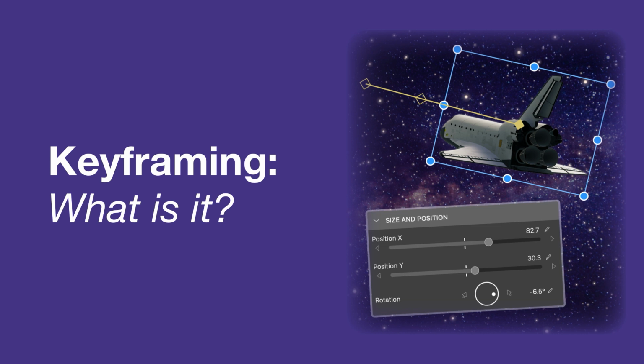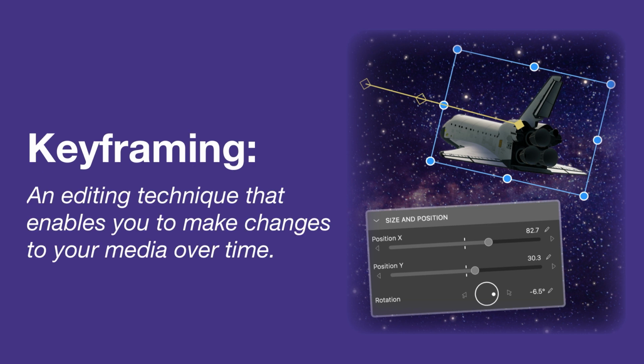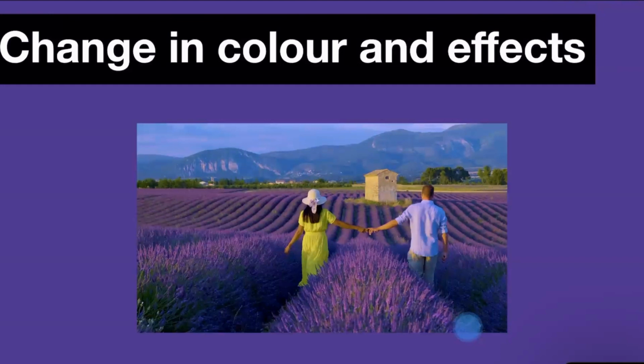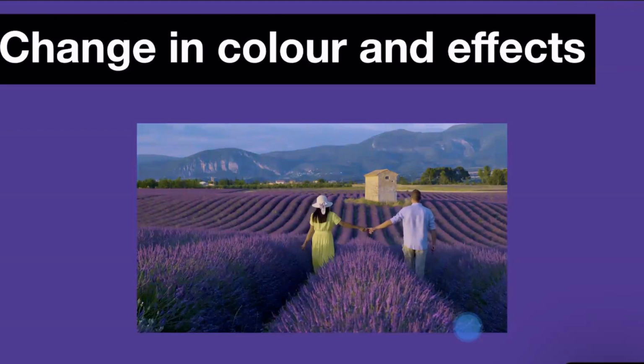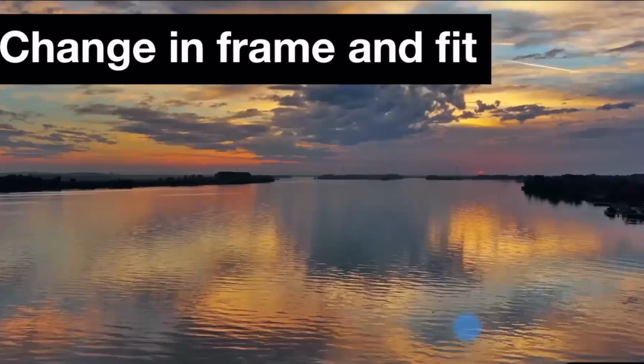This is my description that I use to help people understand: keyframing is an editing technique that enables you to make changes to your media over time. So what does that mean? Well, it means that we can make a change to the color and effects, say. So we've got an image here. We could, of course, have our picture as it stands like this, or we could have that picture change over time, just like this. As you can see, as time goes on, the color is slowly fading out of that picture. So that is a change that is happening over time.